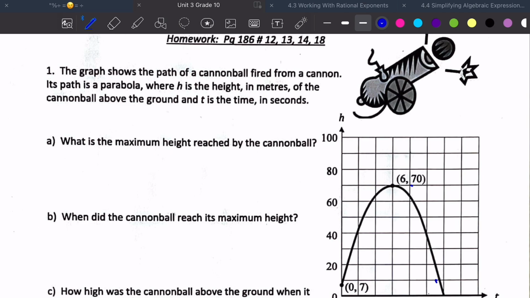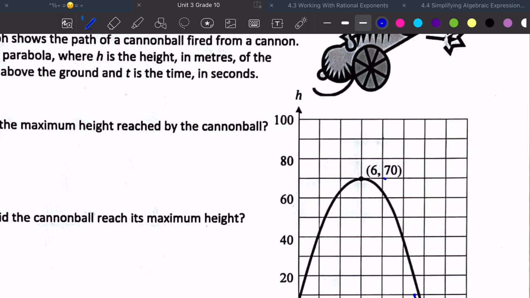So for example, this one is showing you a cannonball being projected out of a cannon, and it's saying it's being fired from a cannon, and this is the path of the cannonball. So it shows you getting shot, it gets up, and then it falls and hits the ground, right? And it's saying that this is in time seconds, and height is in meters. So if it's asking, what is the maximum height reached by the cannonball?